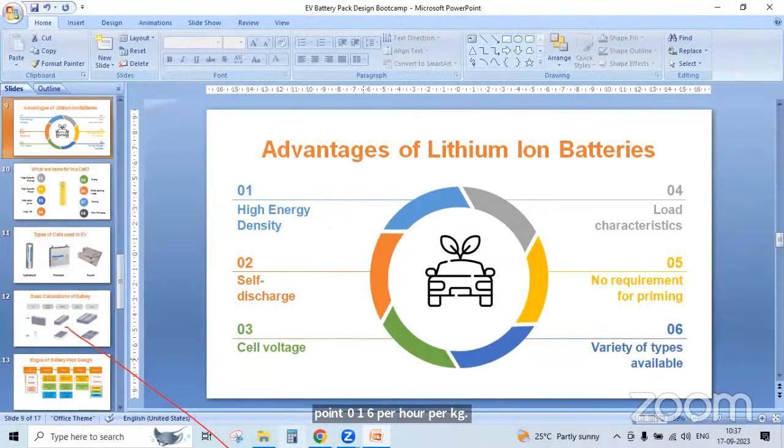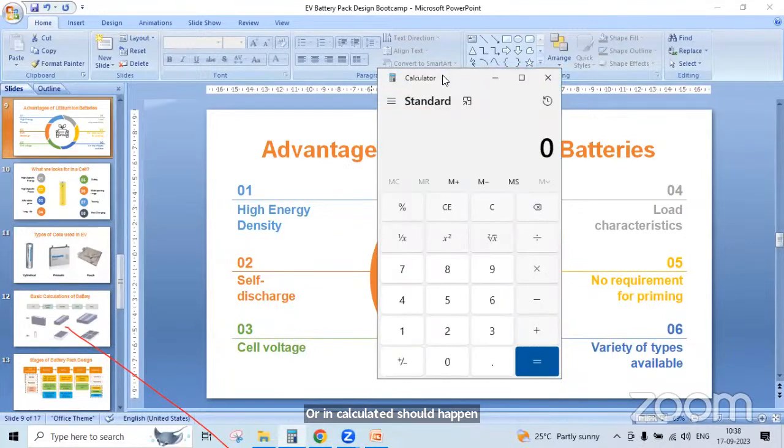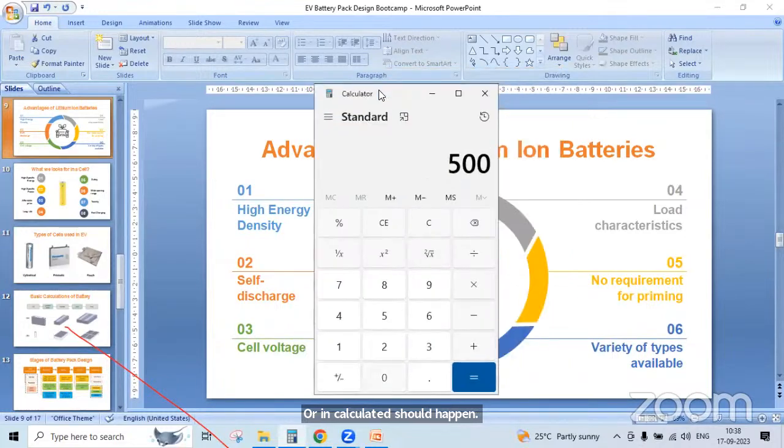I will open my notepad and show you how it is happening, or it could be done in a calculator itself. So what I was telling, 5000 mAh means 5 Ah. So 5 Ah of that battery into 3.2 volt. If I multiply the current capacity into the voltage, then it gives me the energy capacity. So 5 into 3.2, 16 watt hour is the energy of that cell.